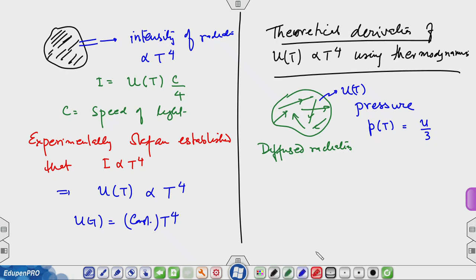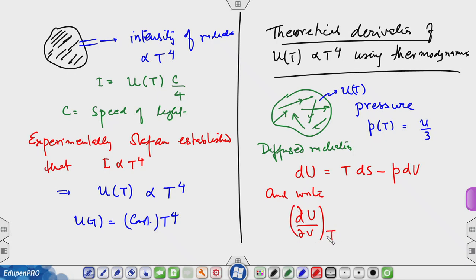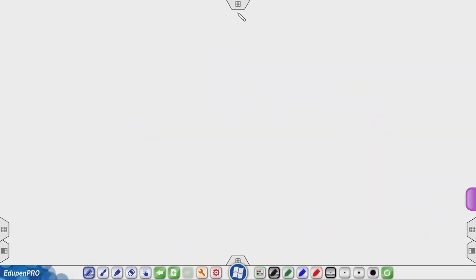Now, use dU equals T dS minus P dV and write partial U with respect to partial V at constant temperature is equal to T partial S partial V at constant temperature minus P. So, this is exactly what we are doing in the case of ideal gas. Now, we are applying this to the black body radiation.